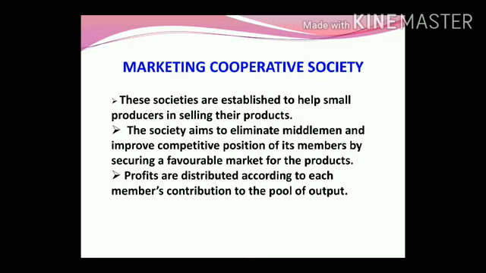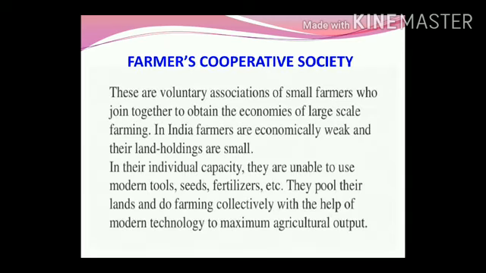Another form of cooperative society is Farmers Cooperative Society. These are voluntary associations of small farmers who join together to obtain the economies of large-scale farming. In India, farmers are economically weak and their land holdings are small. In their individual capacity, they are unable to use modern tools, seeds, fertilizers, etc.